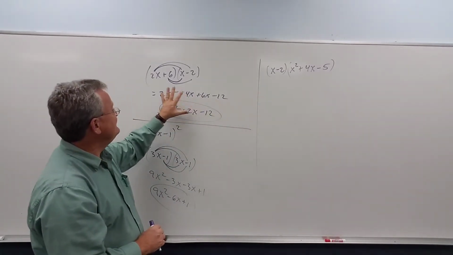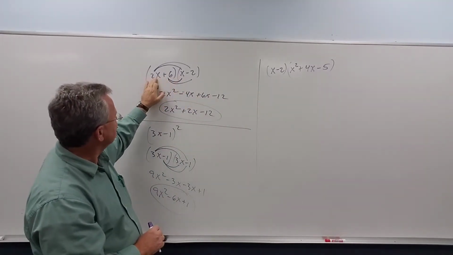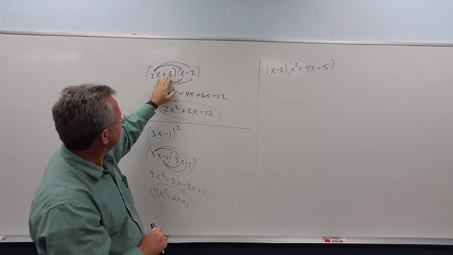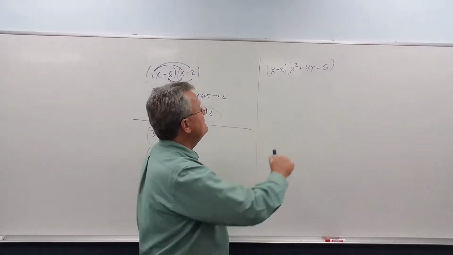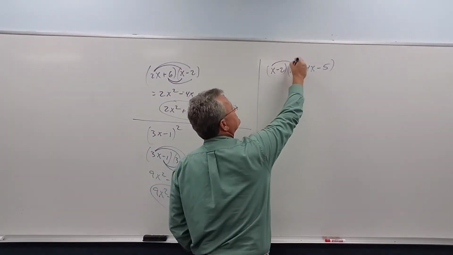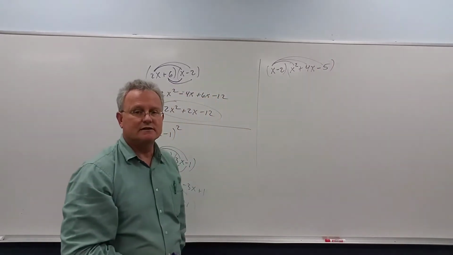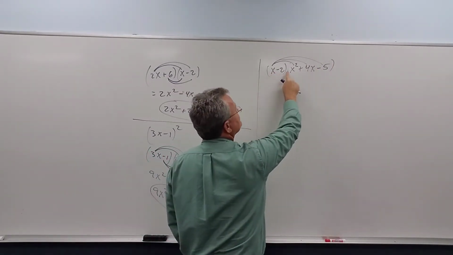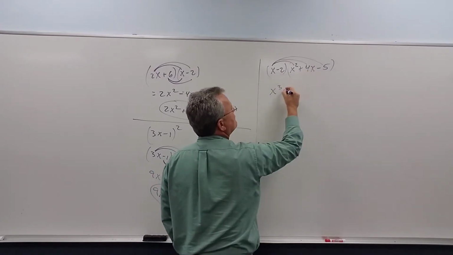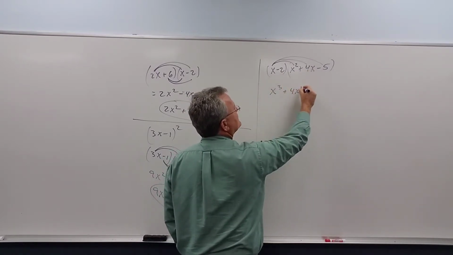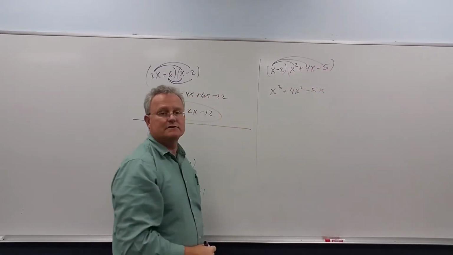It's the same idea, that's why I don't like FOIL. Take this term and you just distribute it. You take this and distribute it. It's the same idea here. Take the x and you just distribute it onto everything inside the second parentheses. x times x squared is x cubed. x times 4x is 4x squared. x times negative 5 is negative 5x.